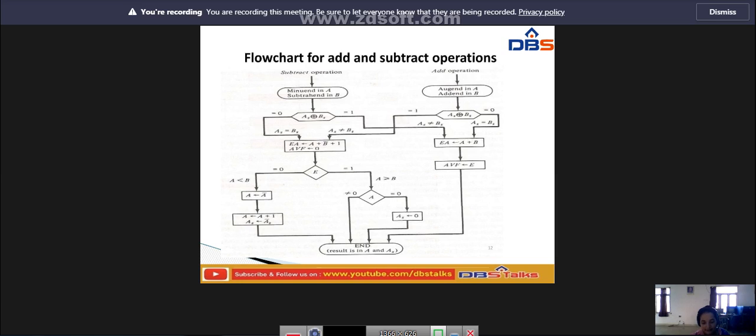If AVF provides an overflow indication, the final value is not normal. It is the same as here, exclusive OR. If it is equal to 1, the two values are not equal. If it is 0, A is equal to B. So this is the register, and A is combined with the E, and AVF is the E. Okay, so this is the working of this flow chart for add and subtraction operations.